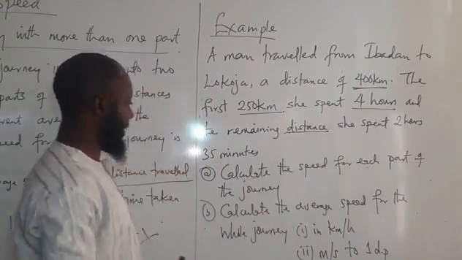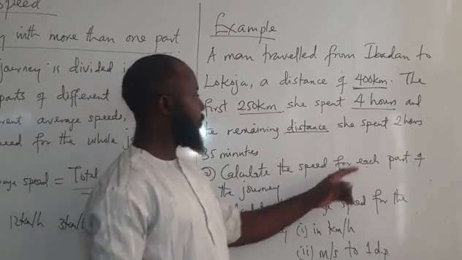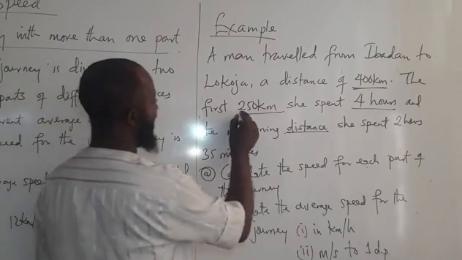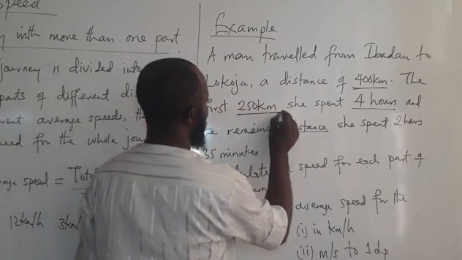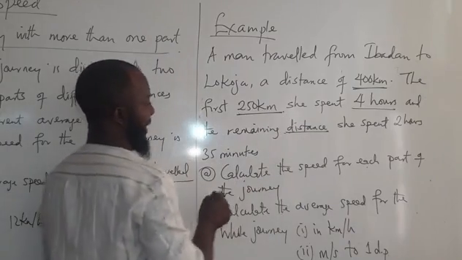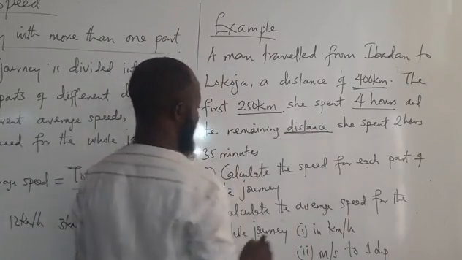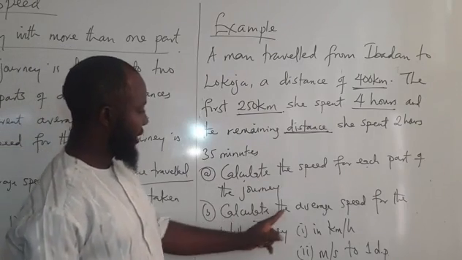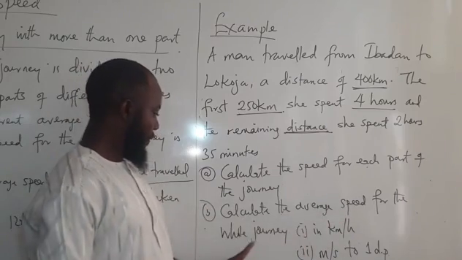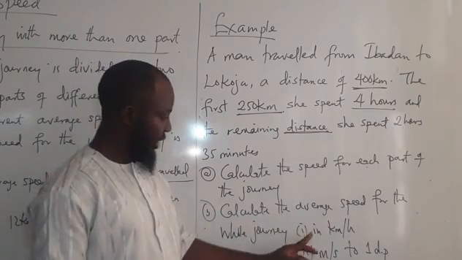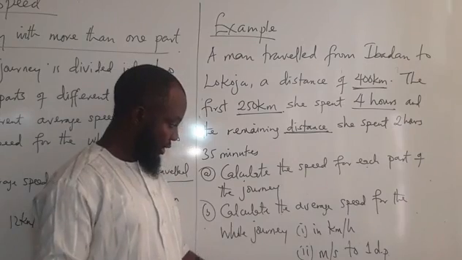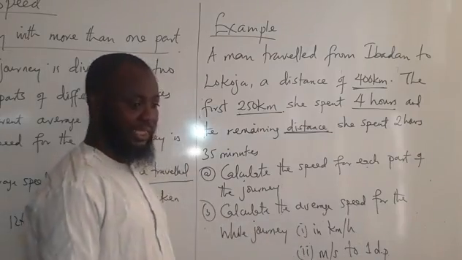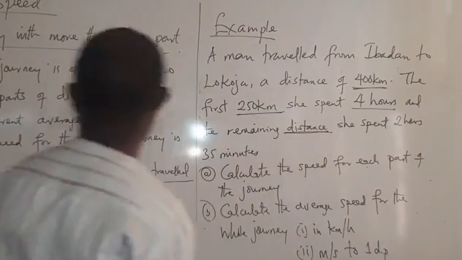So the question now is, calculate the speed for each part of the journey, when she covered 250 kilometers and when she covered 150 kilometers. Then the last part: calculate the average speed for the whole journey in kilometers per hour and in meters per second, to 1 decimal place. So let's now see how to do this.